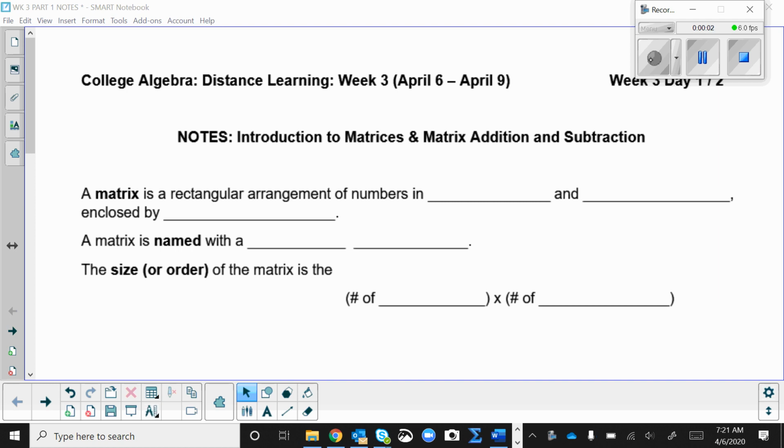Okay, welcome to Distance Learning Week 3, where we move into our unit on matrices. And before I start the notes, let me just set up why we even care about matrices and what it has to do with our last unit.